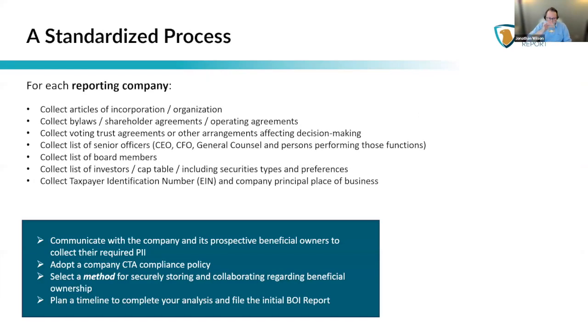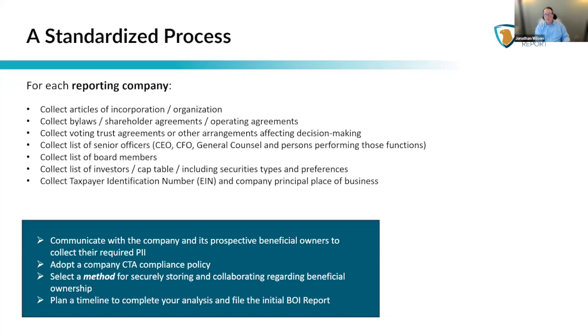So, most law firms have a CTA task force or a team that is guiding all the clients through the filing process. My hope is that they have an organized process for going one by one through each reporting company, collecting all the constituent documents. I list some of them here on the slide. Any voting trust agreements, shareholders agreements, other side agreements that might affect decision making. Collect a list of all the senior officers, collect a list of all the board members, get a list of investors, what we call a cap table, and that is the information that you're going to need to apply all the tests that I've taught you about so far.